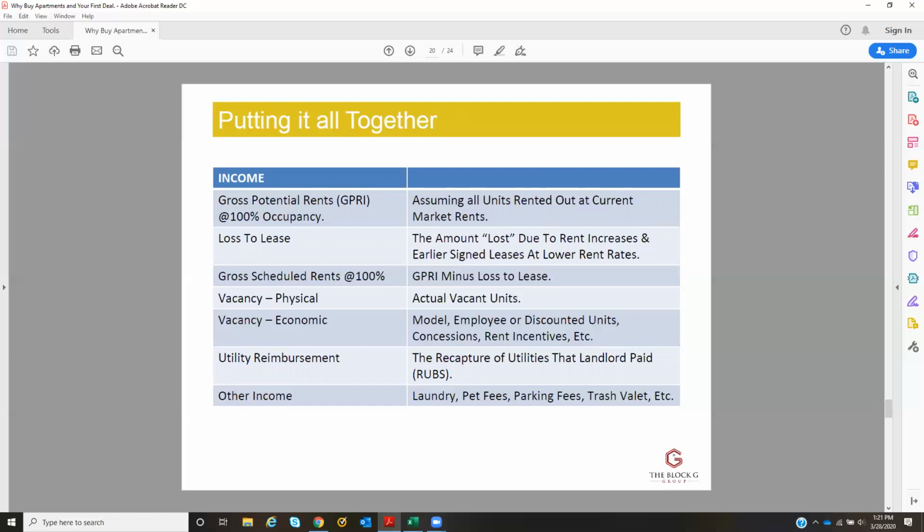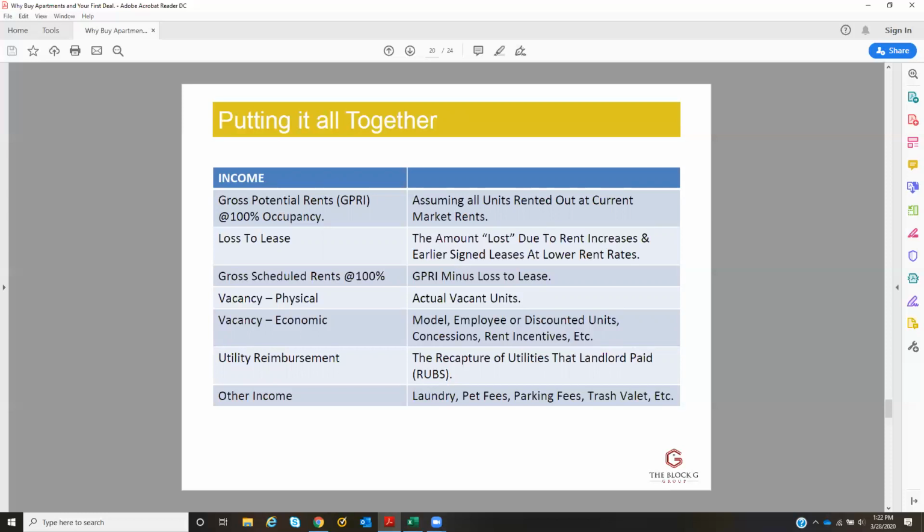We also have two types of vacancies, folks. We have a physical vacancy and an economic vacancy. Now, a physical vacancy is exactly what it says. Physically, that unit is empty, right? We have 5 empty units. There's nobody living in them. Those are vacant.